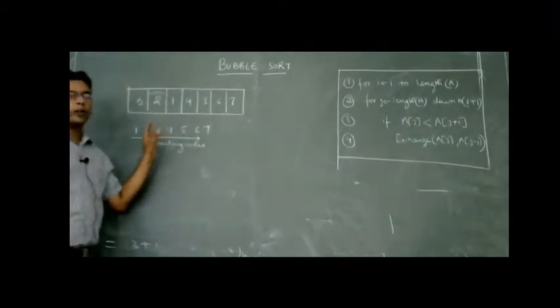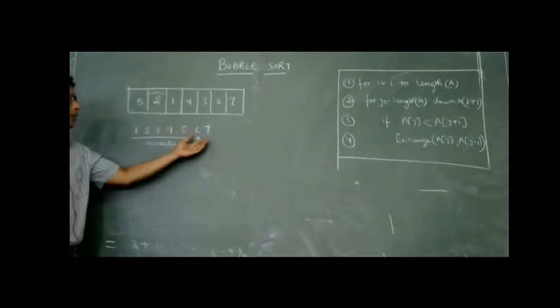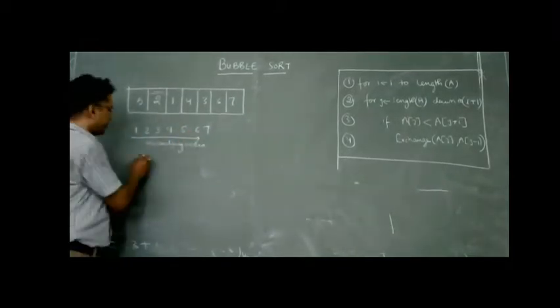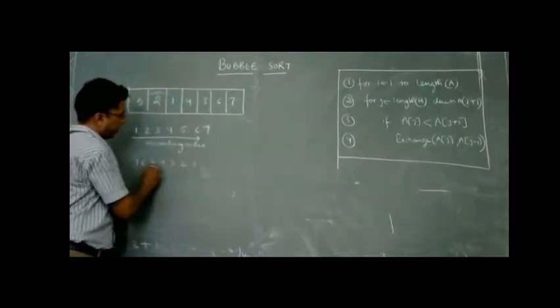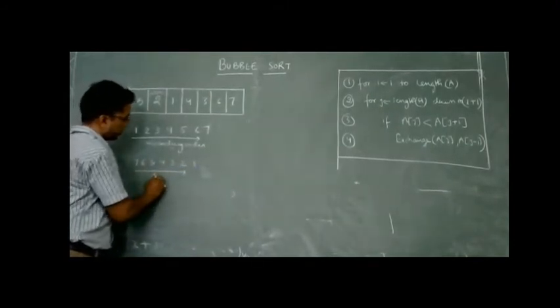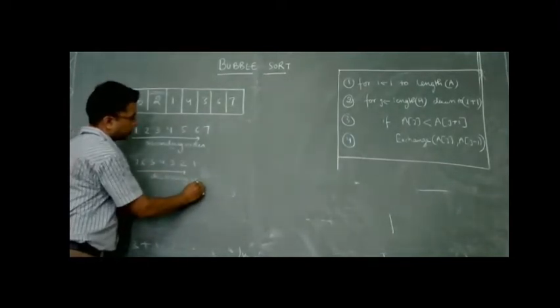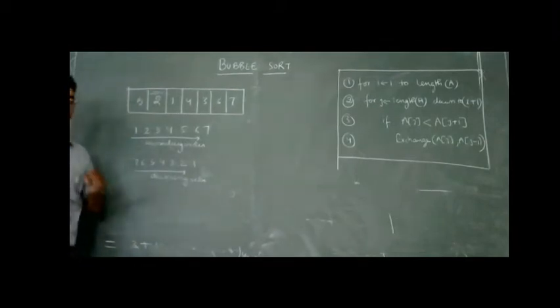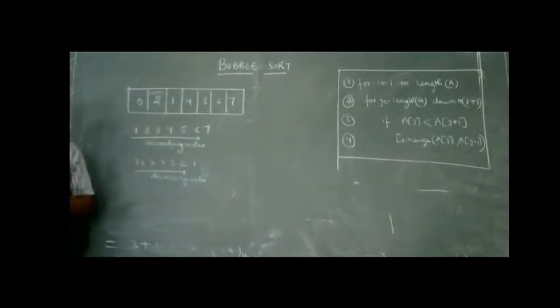This process of arranging the data into increasing order is called ascending order. Likewise, if we arrange the data in reverse way, like 7, 6, 5, 4, 3, 2, 1, then this is called decreasing order. So in sorting, we arrange a given data set into ascending order or descending order. We can arrange it in either of the ways.